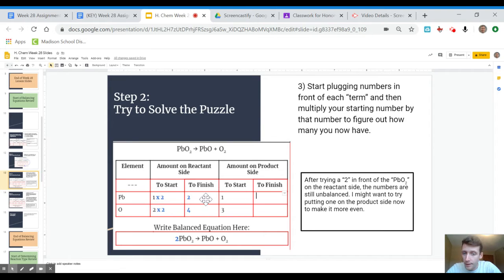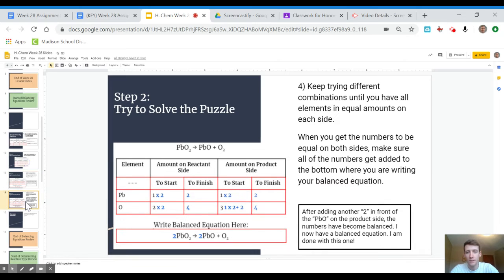So 2 and 1 are not balanced because I haven't done anything to this number, so it's going to stay how it started. 2 and 1, that doesn't match up. After I do the multiplication, I have 4 oxygen and 3 oxygen on the product side. That also doesn't match up. I've still got work to do. So I'm just going to keep changing and plugging in numbers in front of these terms until I get it to the point where at the finish, the numbers are the same on the product side and the reactant side. And that's the next step, is keep trying different numbers.